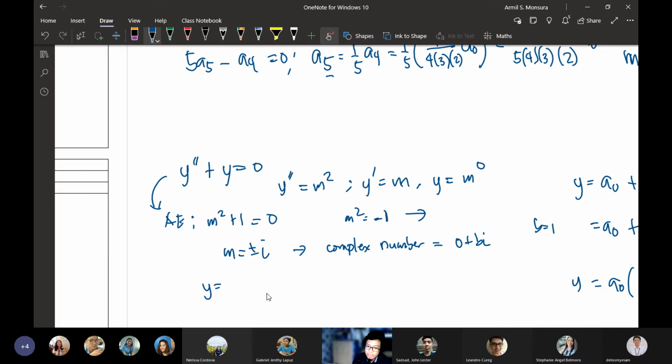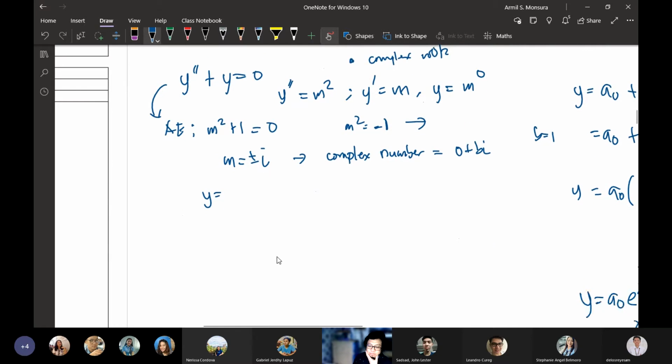What should be the solution? Under the rules of the homogeneous solution of the method of undetermined coefficients, there are three rules. There is a rule for real, distinct roots. You also have a rule for real equal roots. Then you have a rule for complex roots. What is the rule for complex roots? Do you still remember?